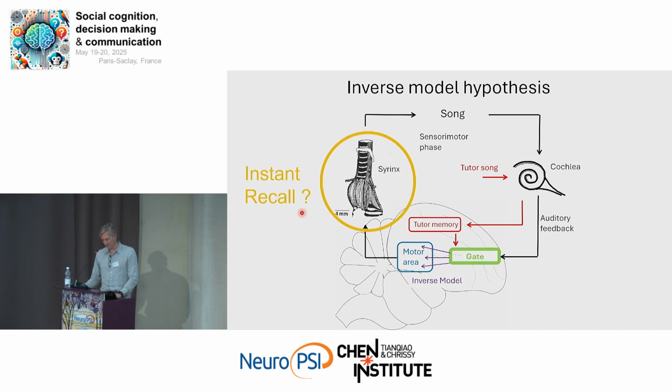So one test also of the inverse model hypothesis: can birds instantly recall a target? All humans have inverse models, I would say, because I could say a word you have never heard, and you could instantly imitate it. You don't have to practice. So you can wire or map the auditory features onto the motor structures.